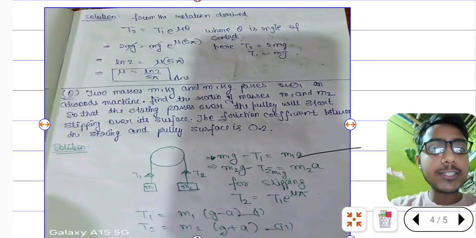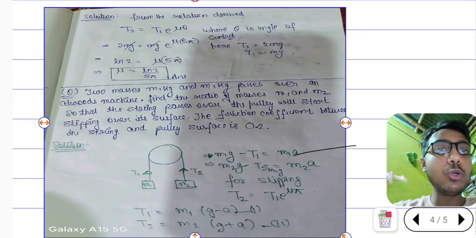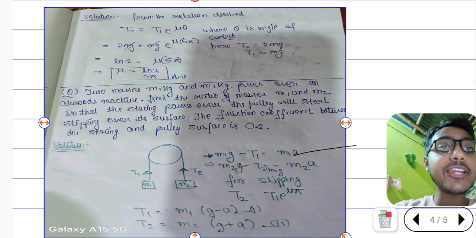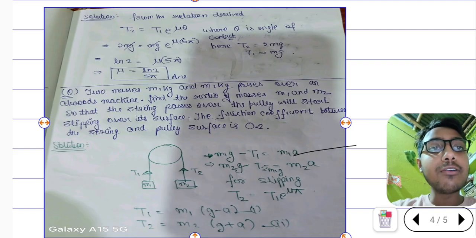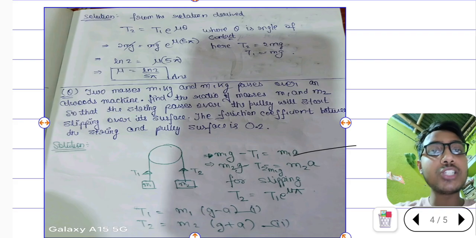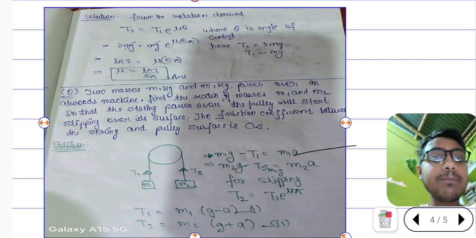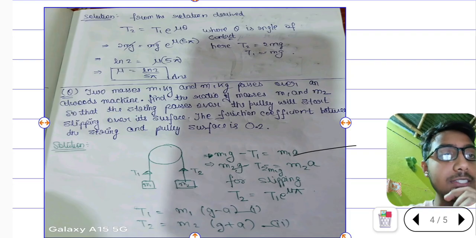Another question is there: two masses, m1 kilogram and m2 kilogram, pass over a pulley. Find the ratio of masses m1 and m2 so that the string passing over the pulley will start slipping over its surface. The friction coefficient between the string and the pulley is 0.2. I have drawn the figure, and you can see from the figure we can start solving.